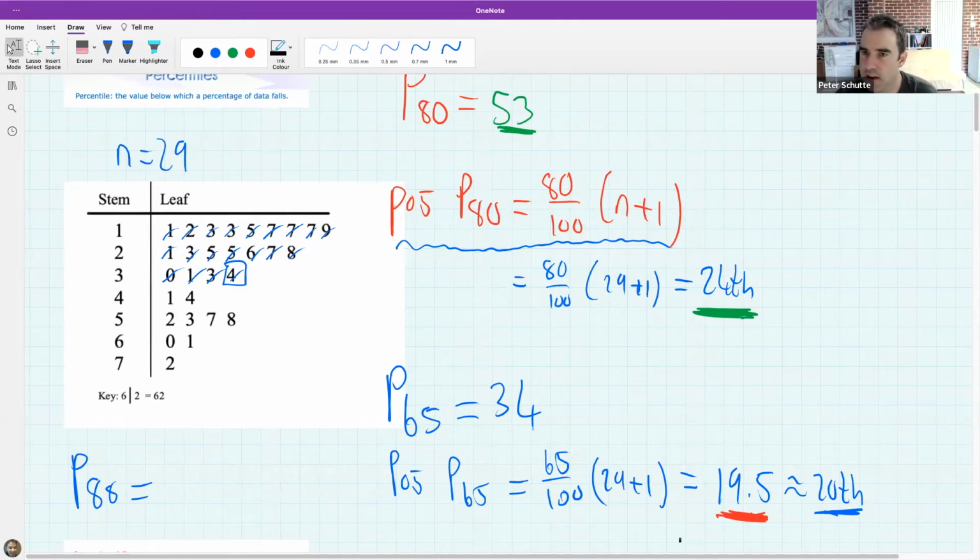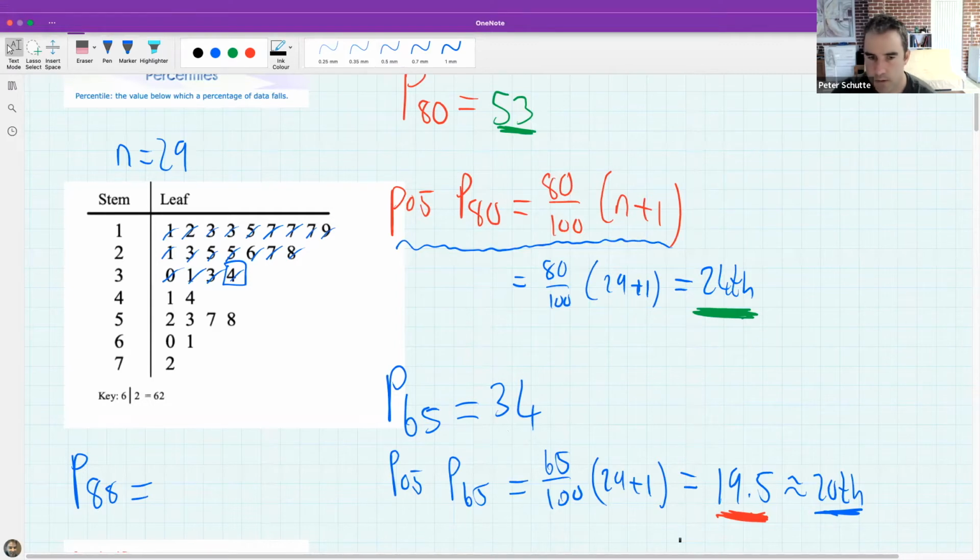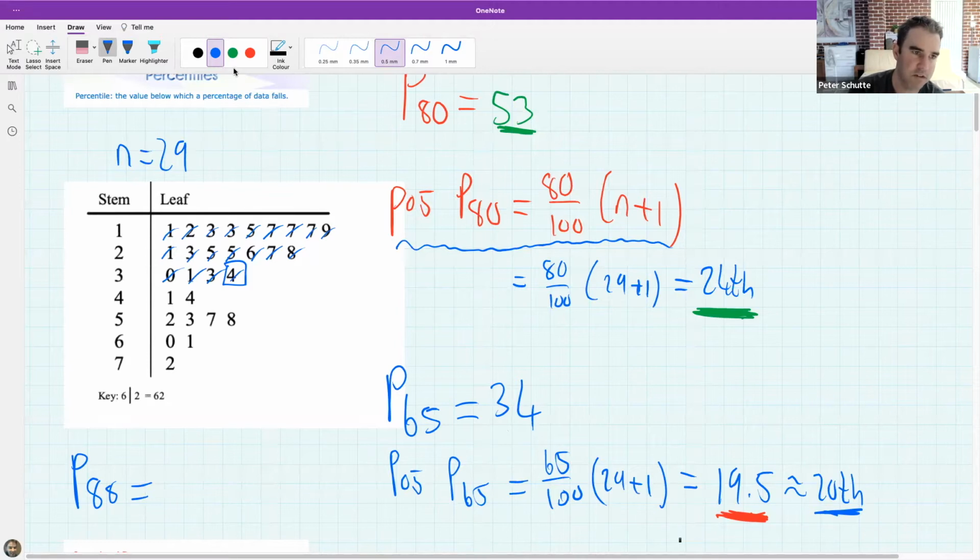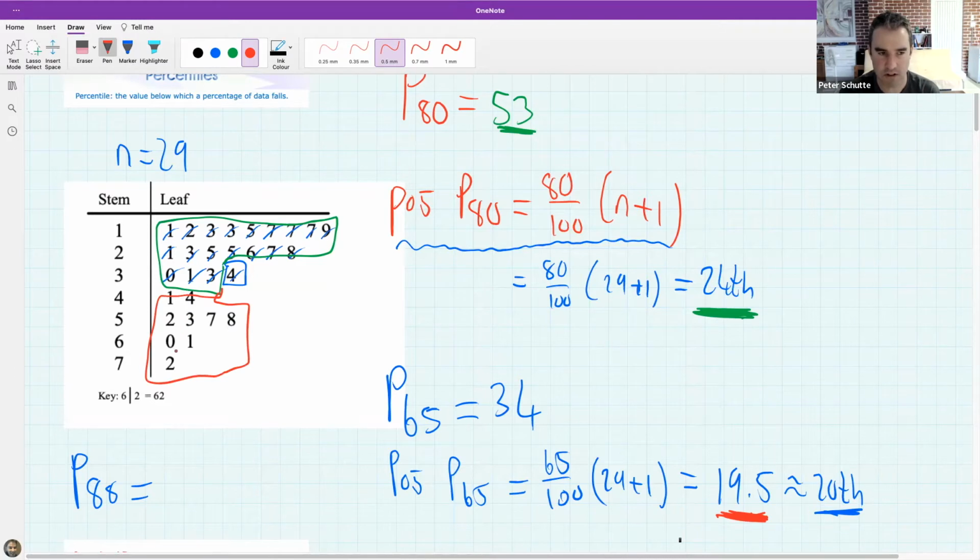And again, if there are questions from the class, please do raise your hand. I'm quite happy to answer them. And so, to point out what this means, if 34 is P65, you can see most of the data is below P65. In fact, not just most of it, 65% of the data is below it, and around 35% of the data is above it. And that's what it means. It's 65% of the way through the data if you're going from smallest to biggest.